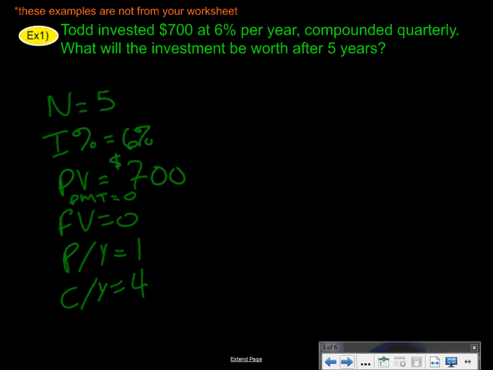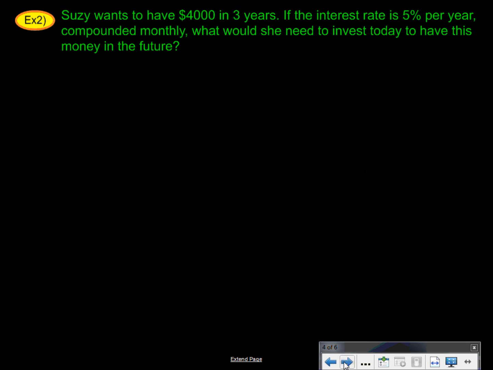So you just go up and change all of your numbers: 5 for N, 6 for I, 700 for PV, payment 0 still, future value I set to 0 again, and P/Y and C/Y stay the same. Then I go back up to FV, alpha, enter, and my future value is going to be $942.80. So it's fairly easy. Again, it gets trickier when we're doing annuities.